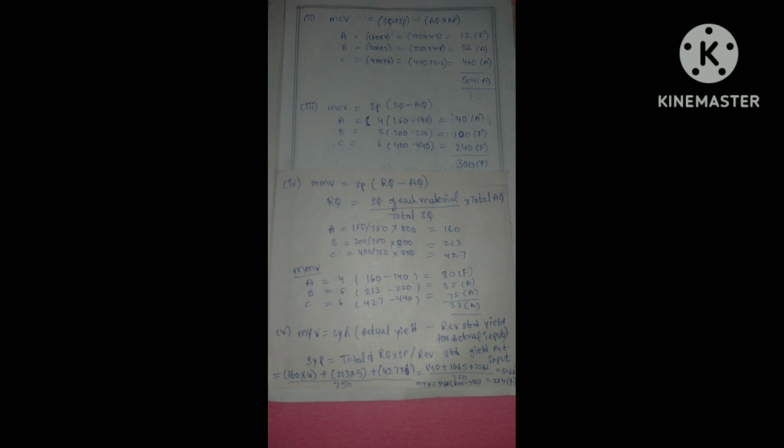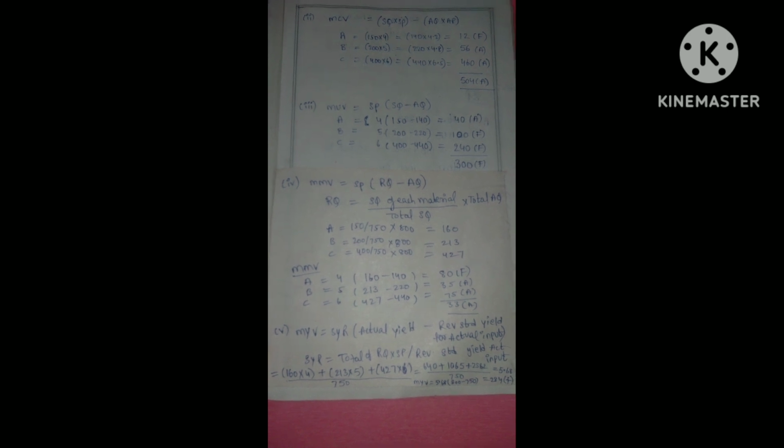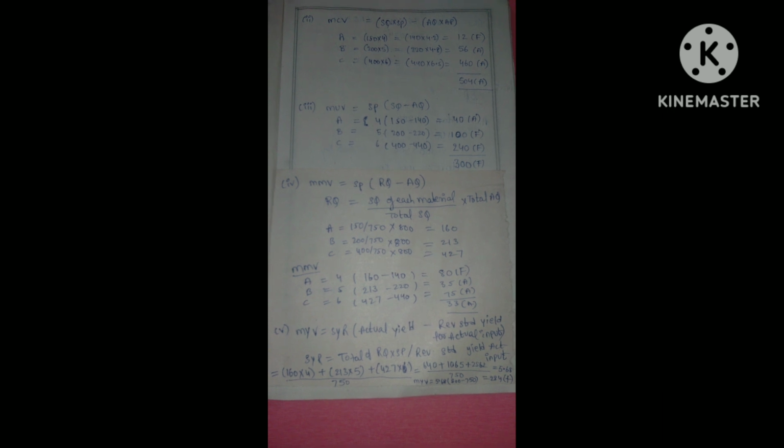Now we have to calculate material usage variance. The formula for material usage variance is standard price into standard quantity minus actual quantity.